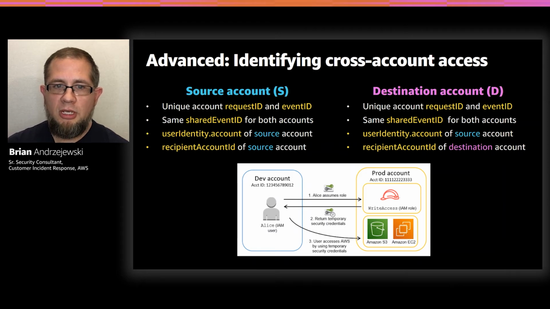The user identity account will be the source account in both those records. In addition, what will differ is the recipient account ID. For the source account, it'll show us the source account. However, for the destination account, it'll show us the destination account. And that distinction is very important.